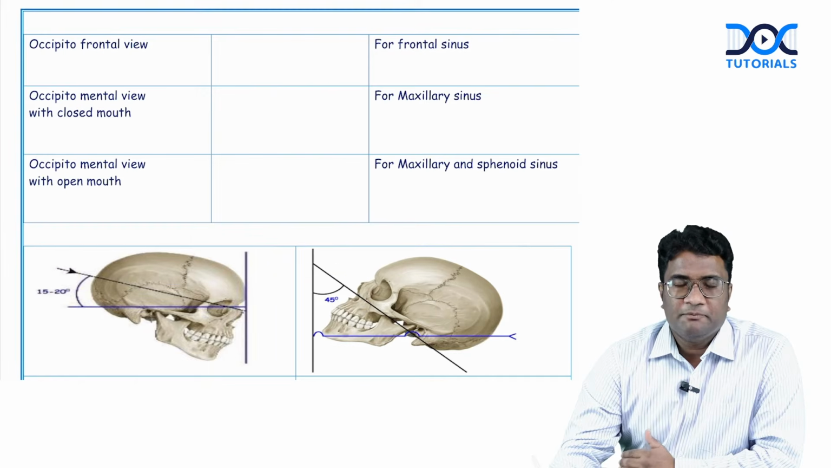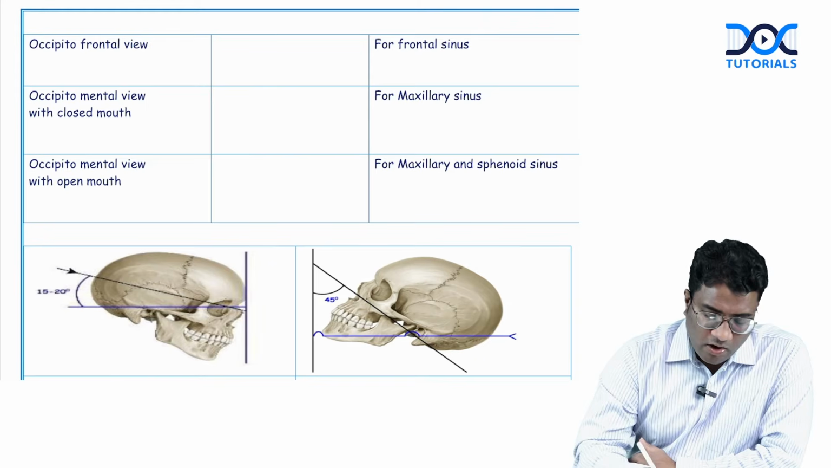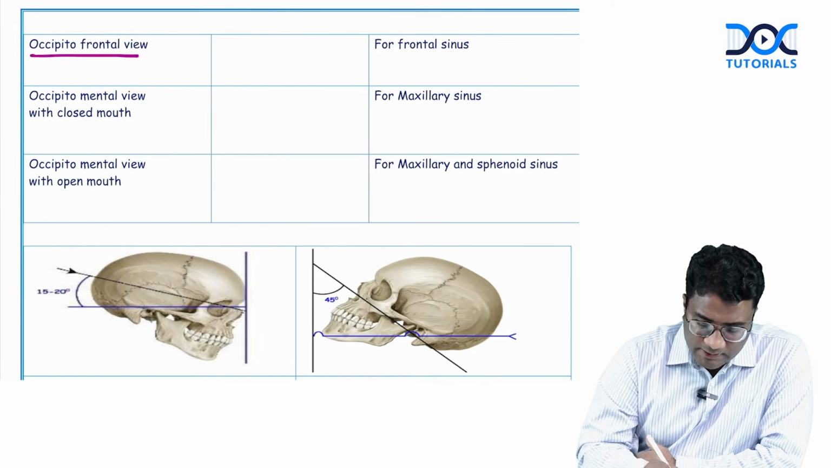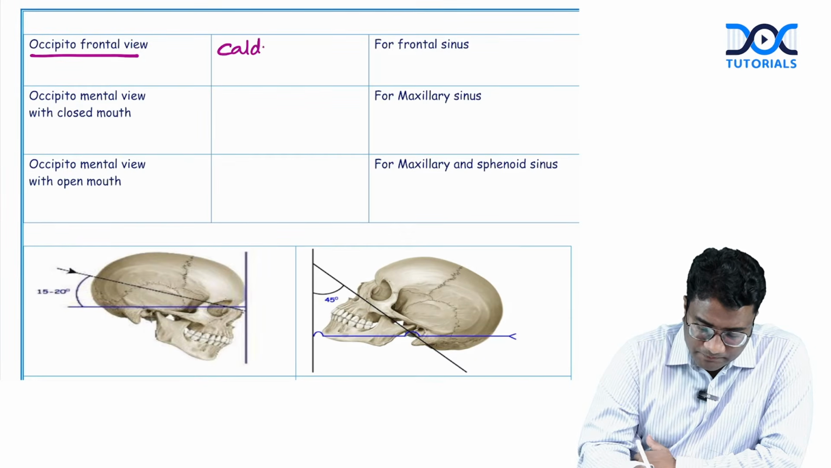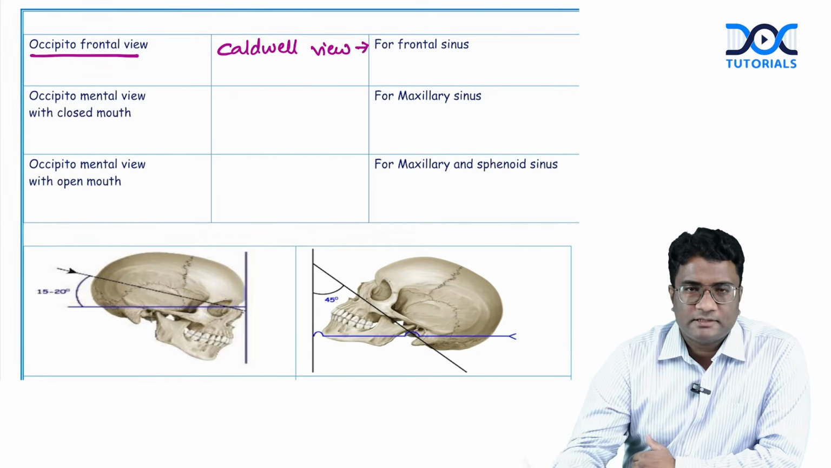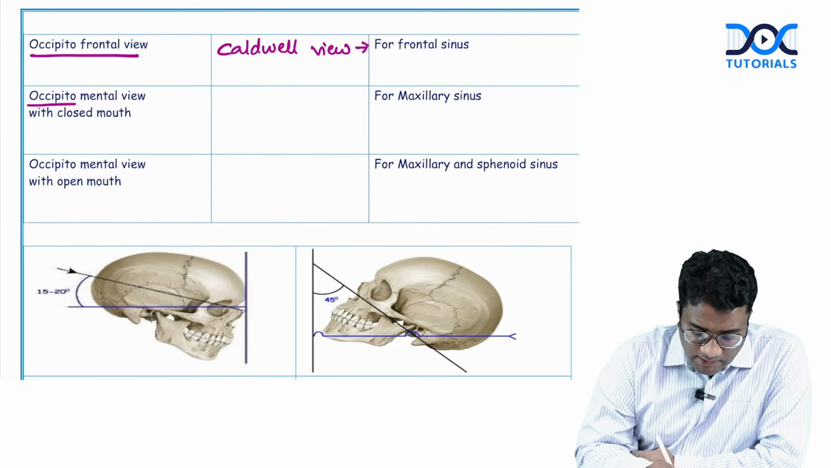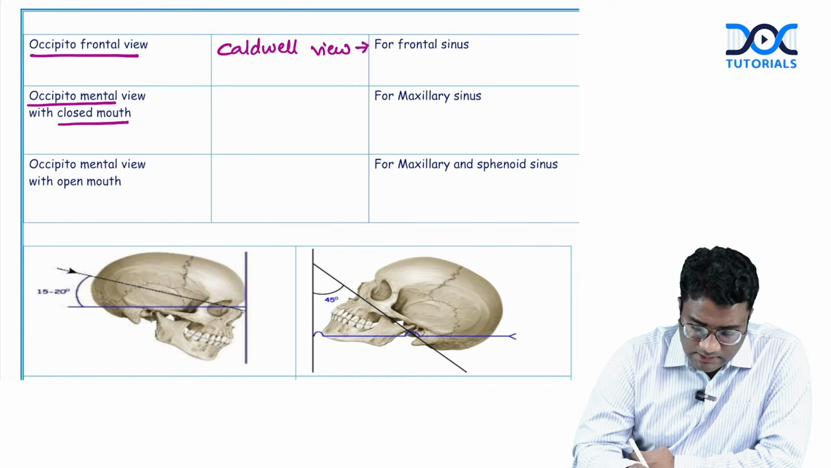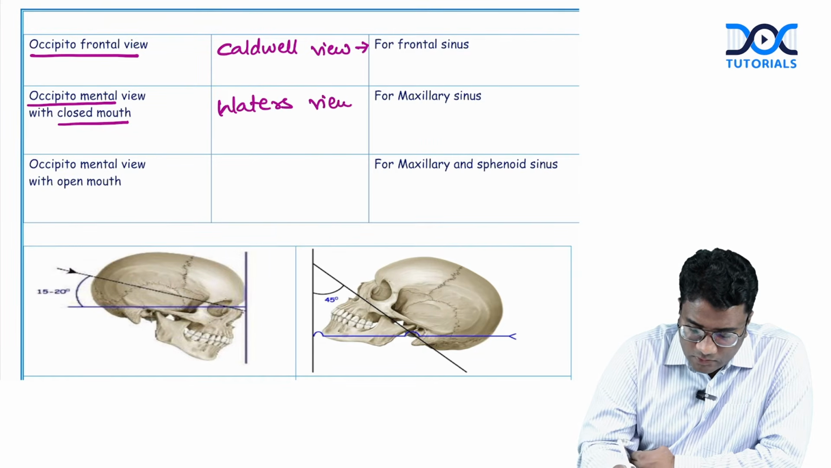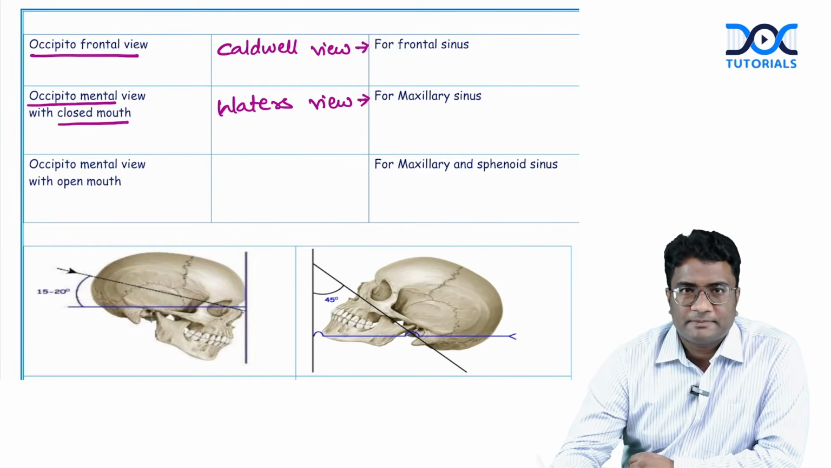Now let's understand some important radiographic views. Our occipitofrontal view is called a Caldwell view. And this is used for the frontal sinus. To evaluate the frontal sinus, we use Caldwell view. Our occipitomental with closed mouth is called Waters view. And this is to look for maxillary sinus.